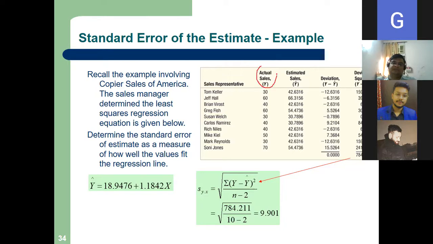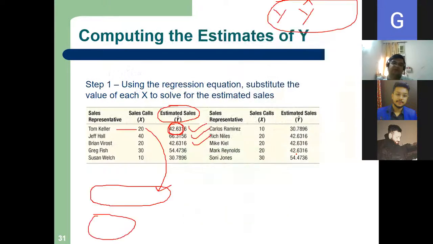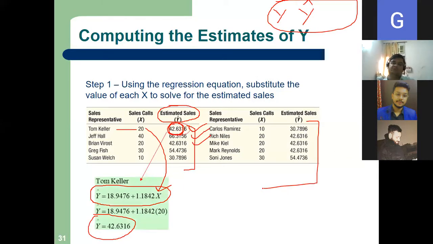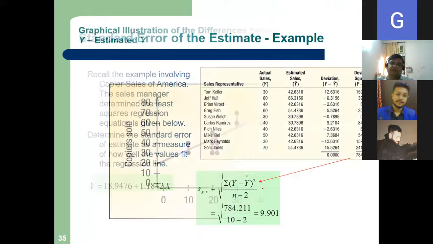So actual cells, estimated cells, now deviation. This we have already calculated. We know the actual cells, our first y data. I gave you the XY data. We calculated all the y hats in the previous one. Simply put the value in the equation and you will get the y hat.